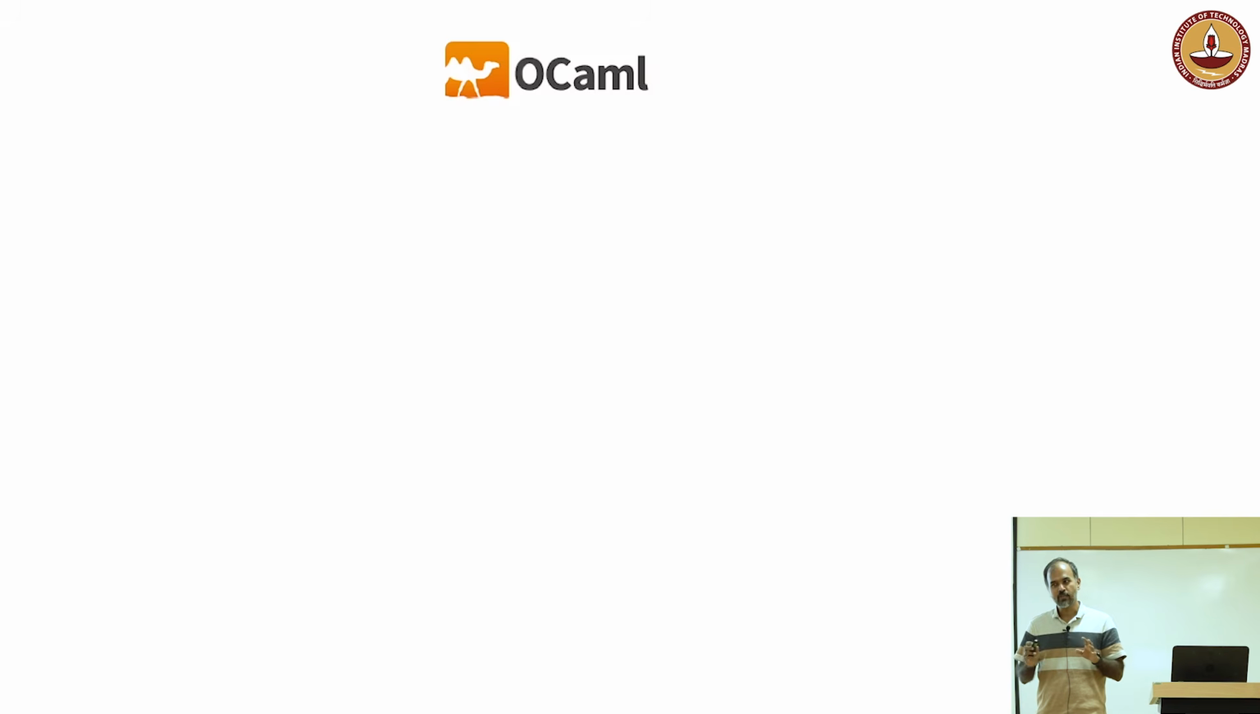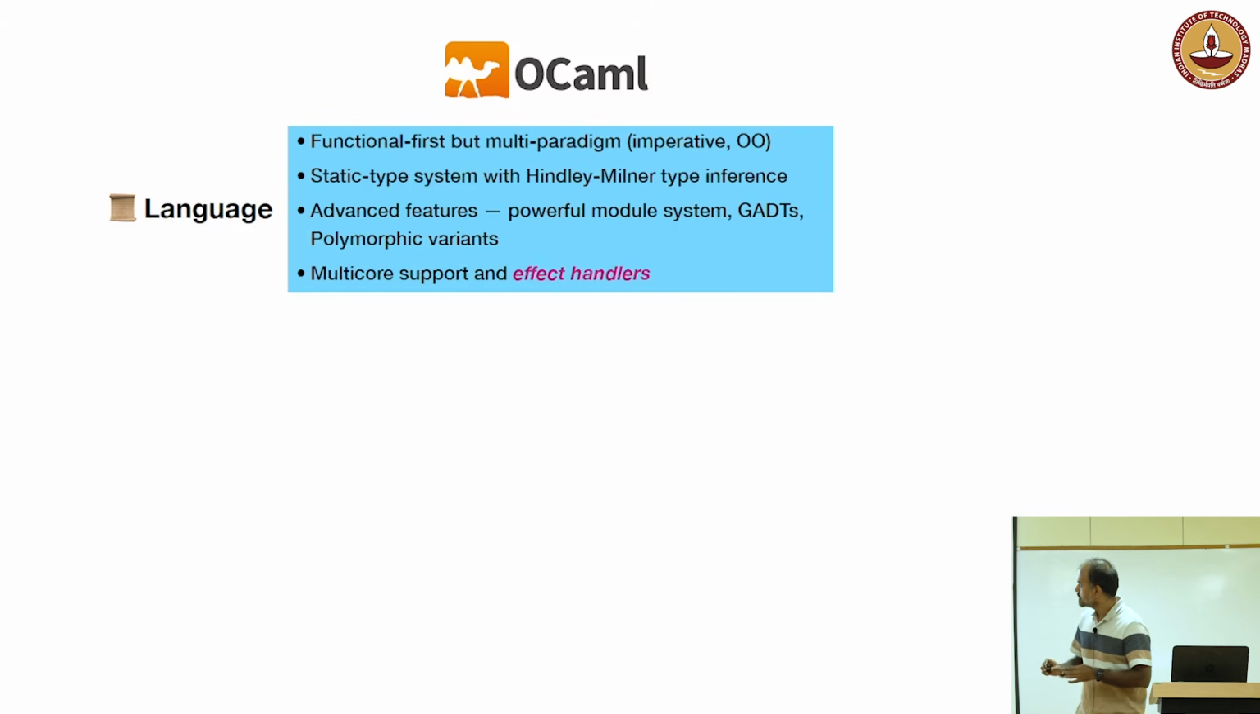So I know many of you have heard about OCaml. I'll give you a little bit of a sense of what the language is, just to place it in context with the languages that you know. So it's a functional first programming language. People call it a functional programming language as well, but it can also do imperative features and object-oriented features as well. It is a statically typed language with type inference. It has many advanced features which industrial users really like.